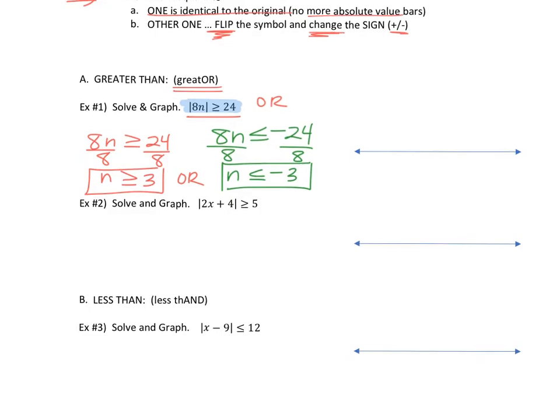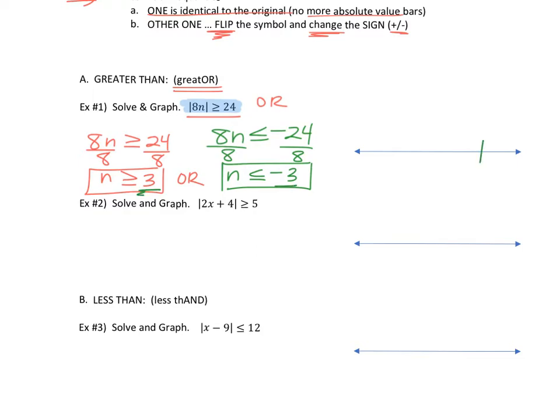Any questions on how you solve that before I graph it? You good? We're going to do another one. Okay. So here's the deal. When you graph this, you're going to write two numbers. What are those two numbers going to be? 3 and -3, right? Your two answers.